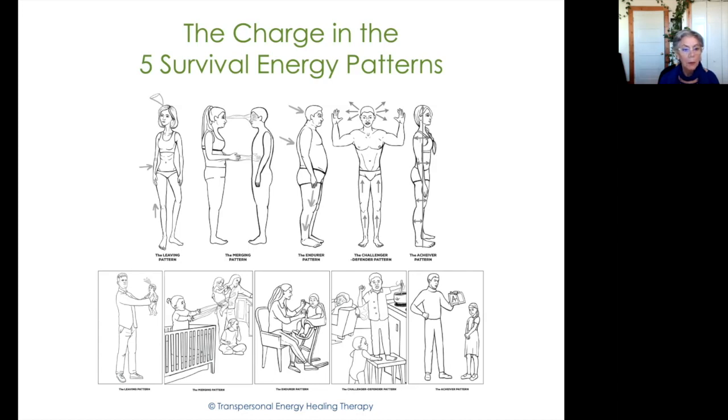Let's go a little bit older now. The leaving pattern goes from about the womb to about 4 months of age. From 4 months to about 9 months, we're now in what's called the merging pattern.